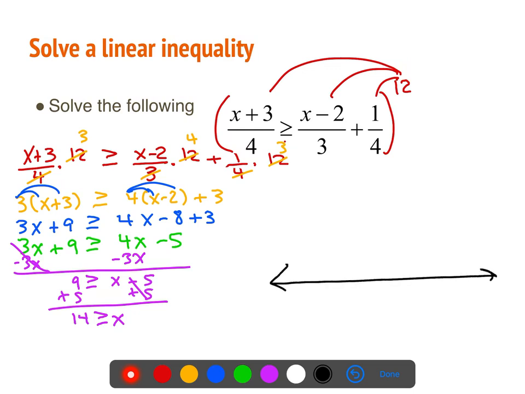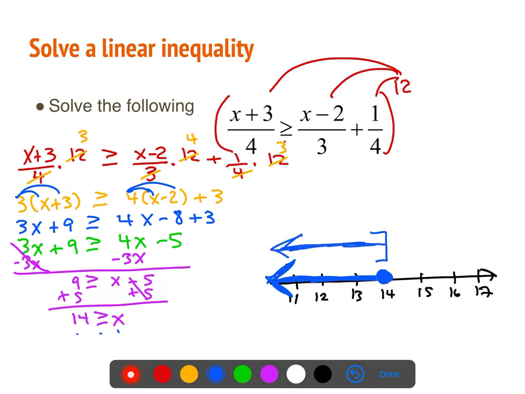So on my number line, I'm going to put 14 in the middle. And since it's an equal to, I'm going to put at 14 a solid dot. And again, this is x smaller than 14. So all the x's smaller or less than 14 are over here to the left. Another way to do that, like I said, was a bracket and shading to the left.